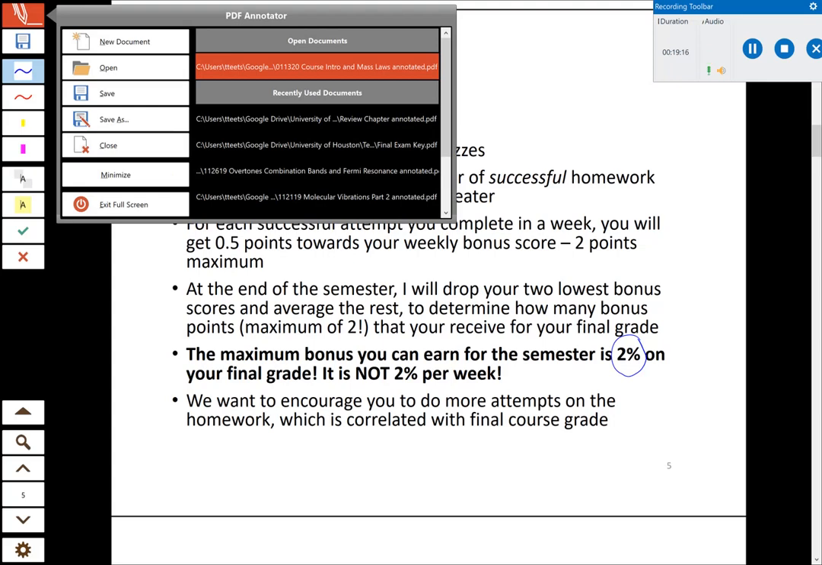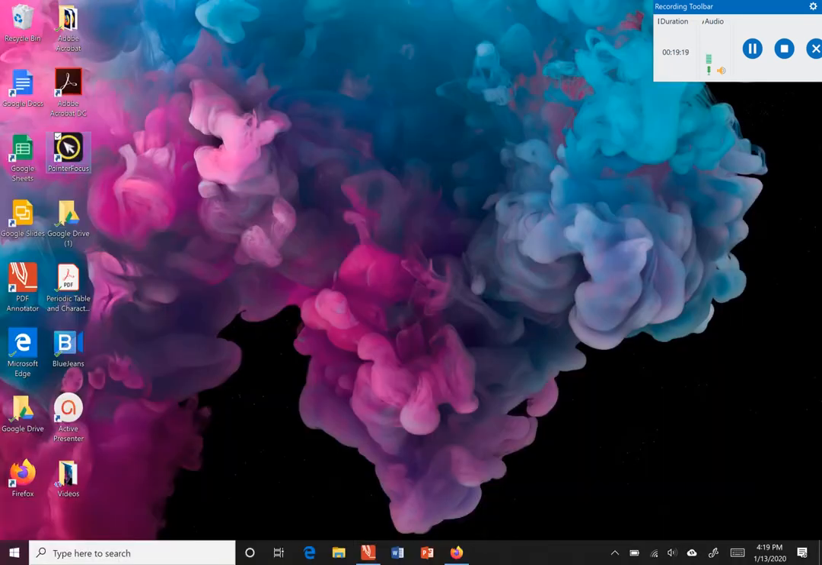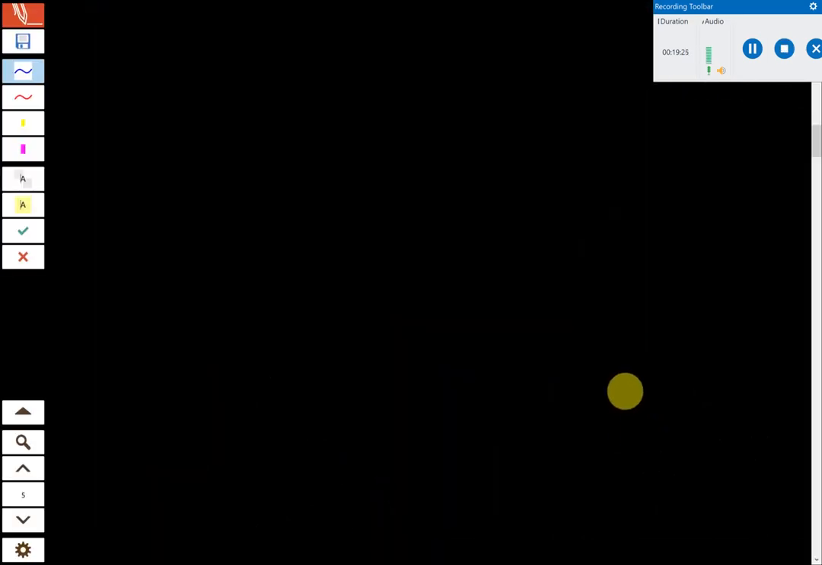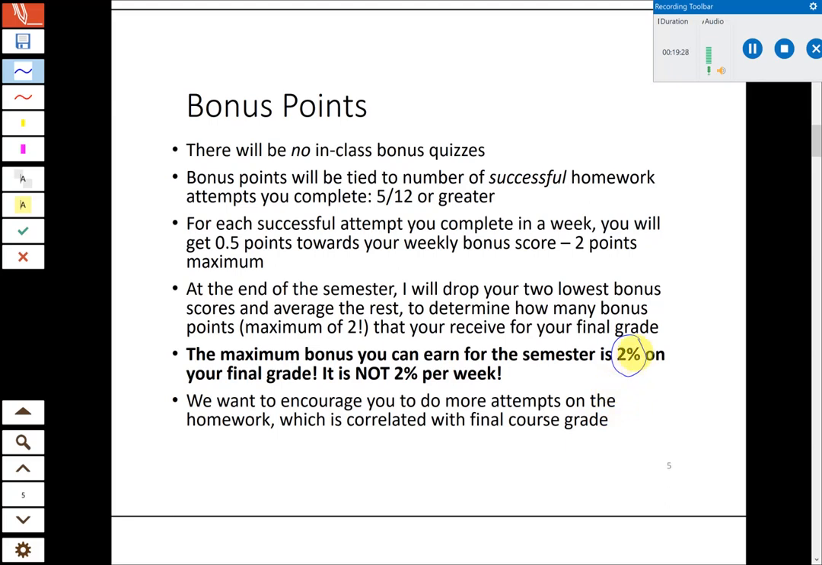Let me get my pointer real quick so you guys can see what I'm pointing at when I do. All right, there we go. All right, so like I said, that's how we're going to calculate the bonus points, 2% maximum.